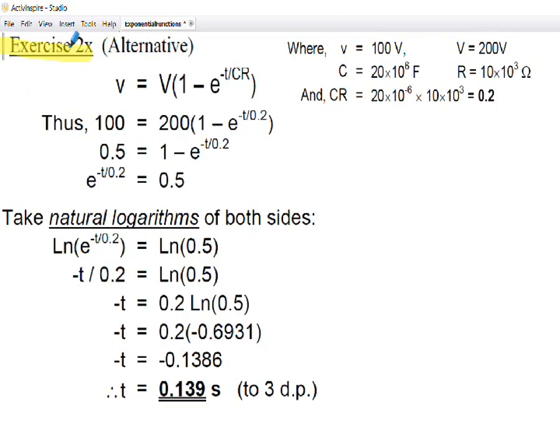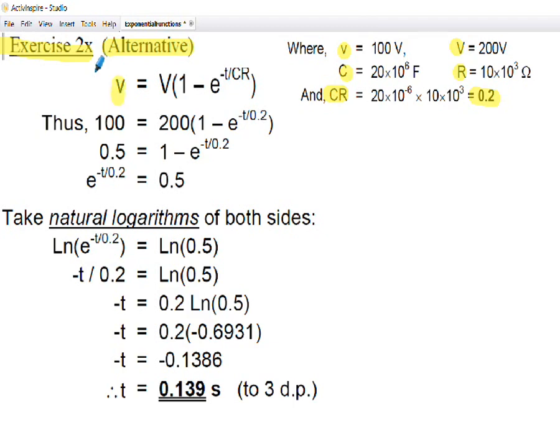Exercise 2x here. This is an alternative approach to the previous slide, where we used the algebraic rearrangement. What I'm going to do here is put the numerical values into the equations to begin with and then transpose it with the numbers. For some students this makes for an easier solution. I've repeated the values of little v, big V, C and R for convenience here, and also the product of C times R, which was 0.2. So what we would do now with this solution is put the values into the equation straight away.